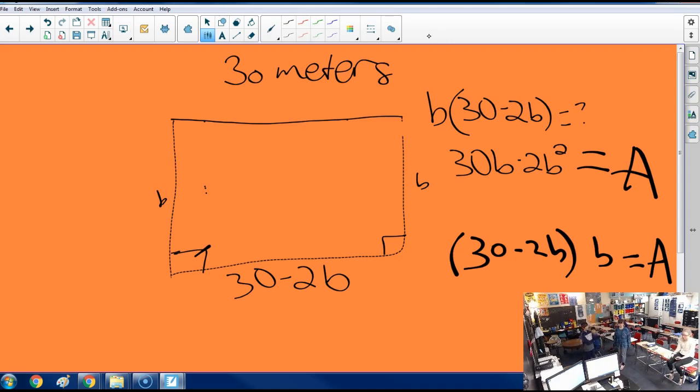Does anyone want the pen? So, for me to ask some questions. What is 30b minus 2b squared? I don't know. That is the area. No, this is the length. No, I said what is 30b minus 2b squared? If it's a perfect square, that would be the area. So that's area, yes.